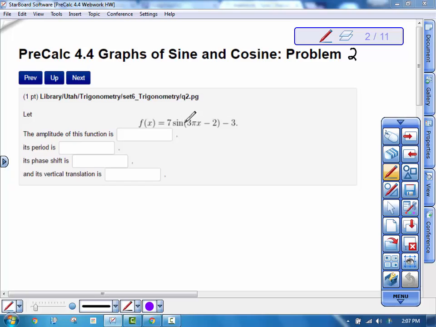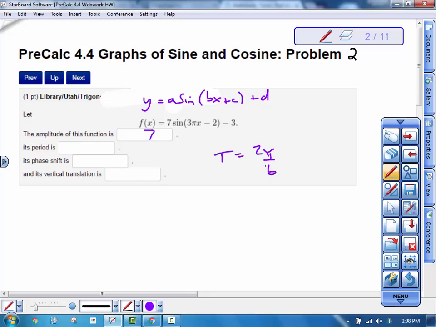All right, the next problem gives us a sine function, and we know the amplitude is always here. Our standard form for our sine function is y equals a times sine of bx plus c plus d. So we know our amplitude is 7. The period is always equal to 2 pi over b. So we know our period in this case is, if we know b is 3 pi, plug in 3 pi here, and that gives us a period of 2 pi over 3 pi, which the pi's cancel and give us 2/3. So the period is going to be 2/3.